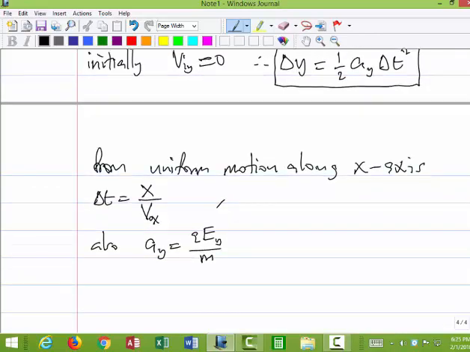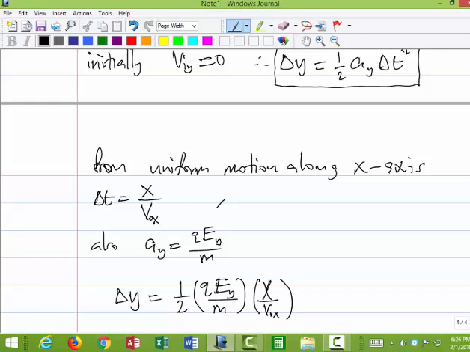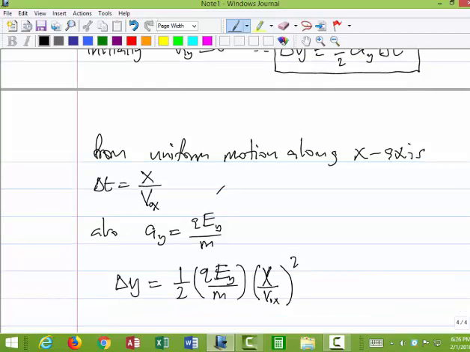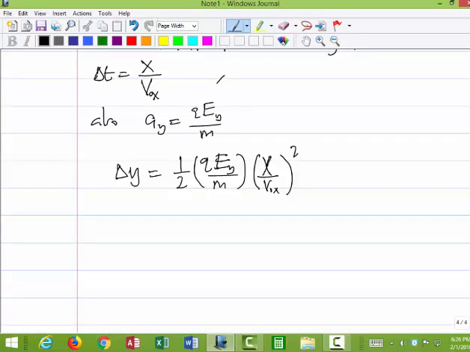So we can put all this together, and delta y can be written as half a subscript y, which is q e subscript y over m, multiplied by delta t, which is x divided by v naught x, squared. We've put this into a form which depends upon the distances, the speeds and the mass. So we've taken out the time. This is the deflection of the charged particle when it enters the field of a capacitor.